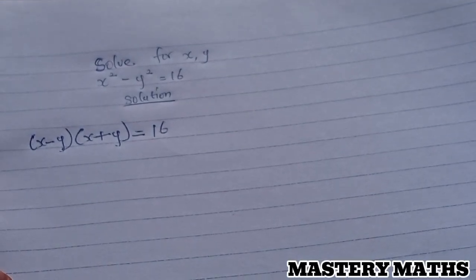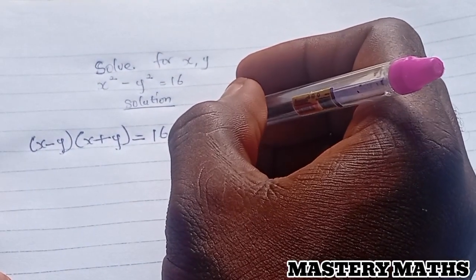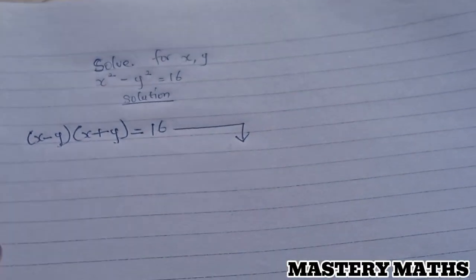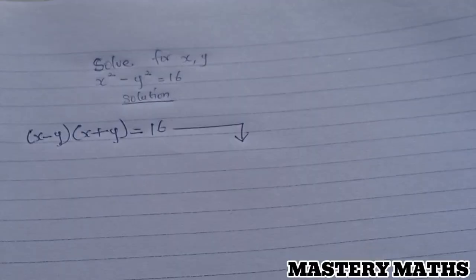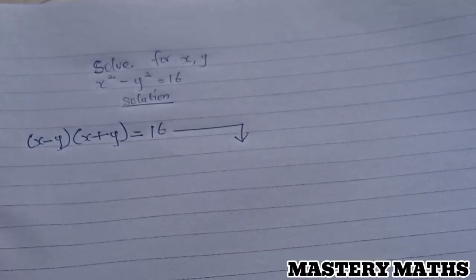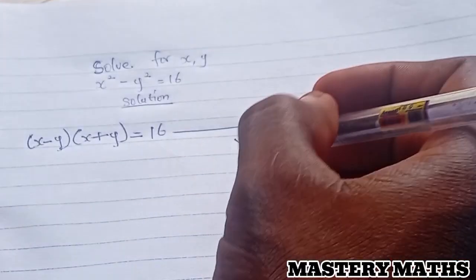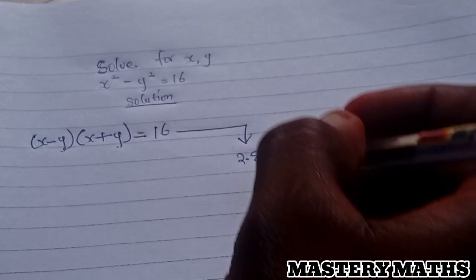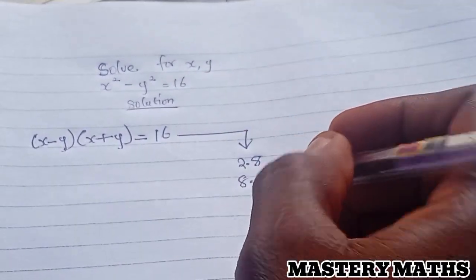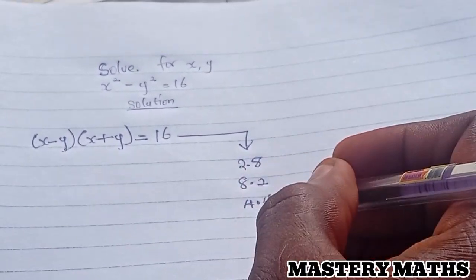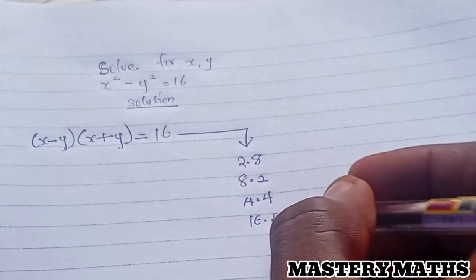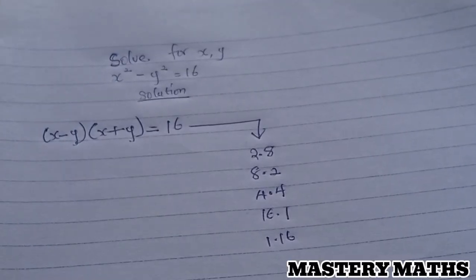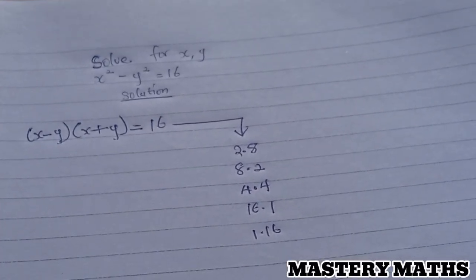So after that has been done, we're going to look for the factors of 16. Two factors that when multiplied by each other give 16. So we have 2 times 8, 8 times 2, 4 times 4, 16 times 1, and 1 times 16. These are the factors that, when multiplied, give what we are looking for.